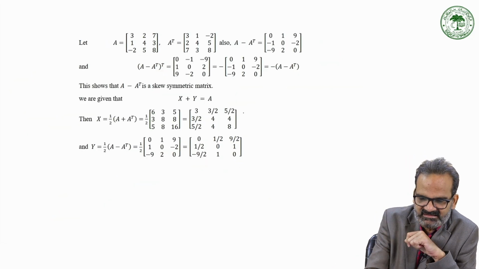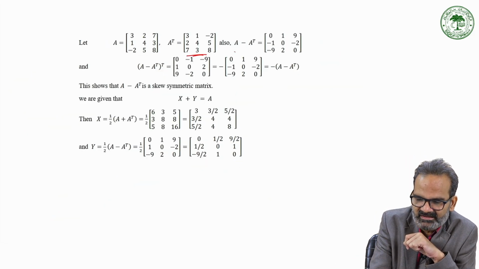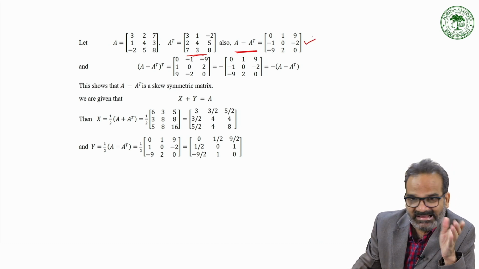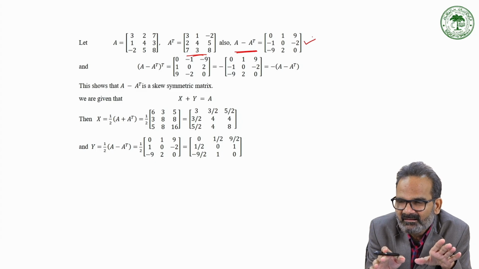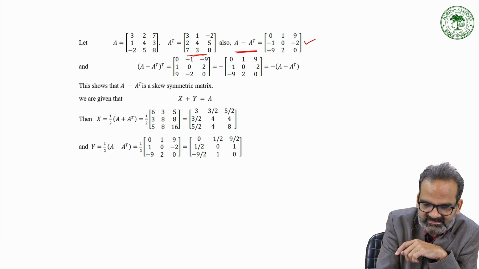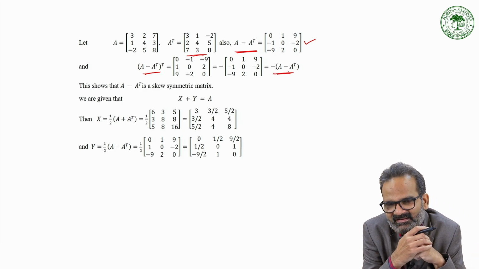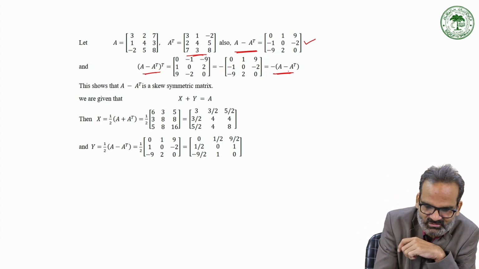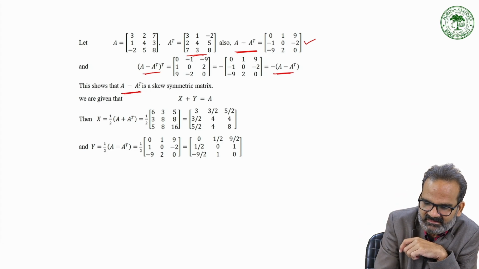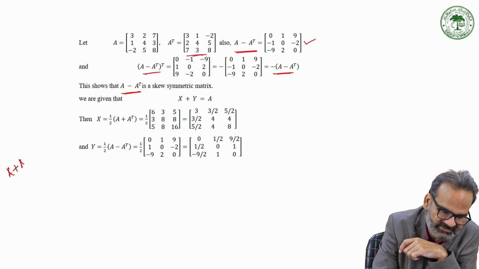Now again A is this, the transpose we have already calculated. Now take the difference of these two, A minus AT. A minus AT is coming out to be this matrix. Again check whether A minus AT is symmetric or skew-symmetric. So the transpose of A minus AT is coming out to be minus times A minus AT. That is, A minus AT is skew-symmetric. So what we did, A plus AT is symmetric, right, and A minus AT is skew-symmetric.